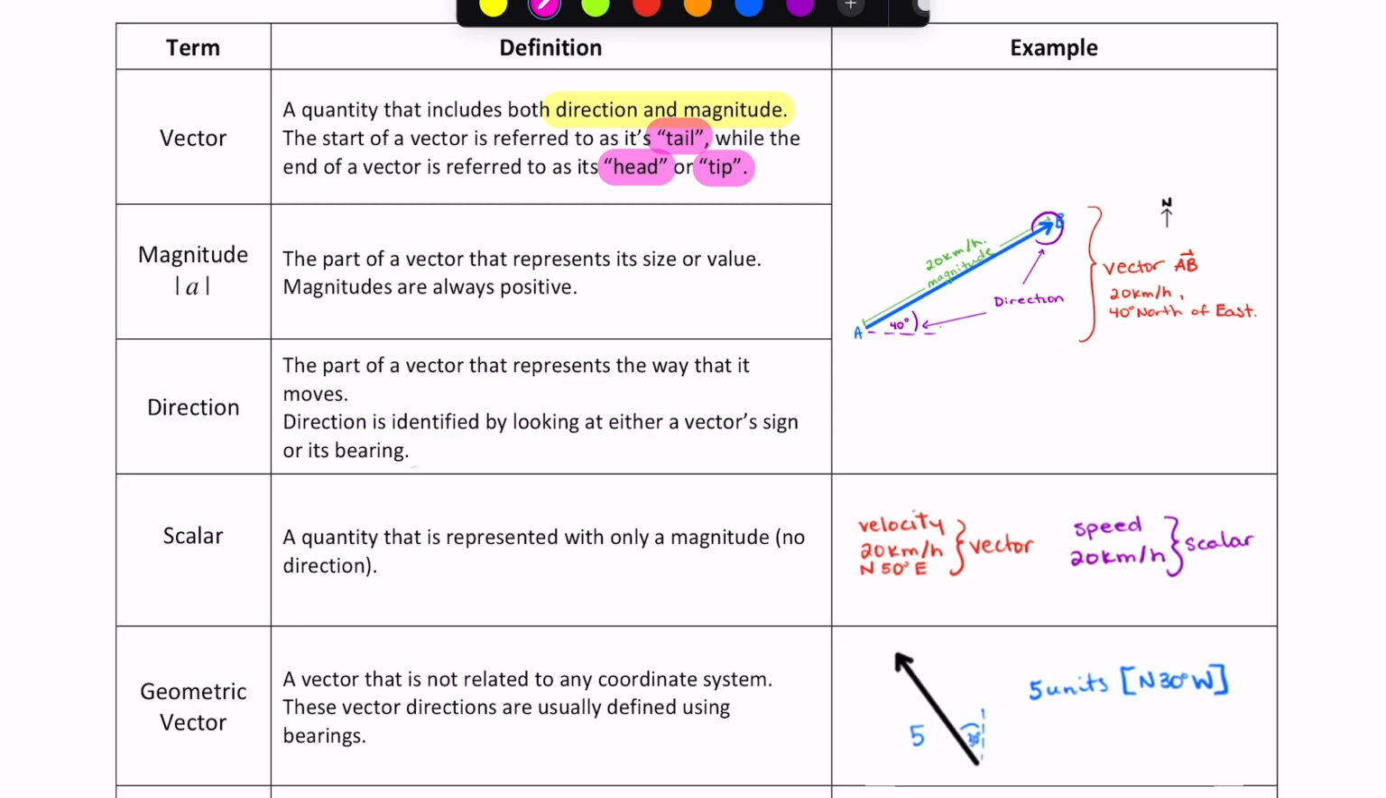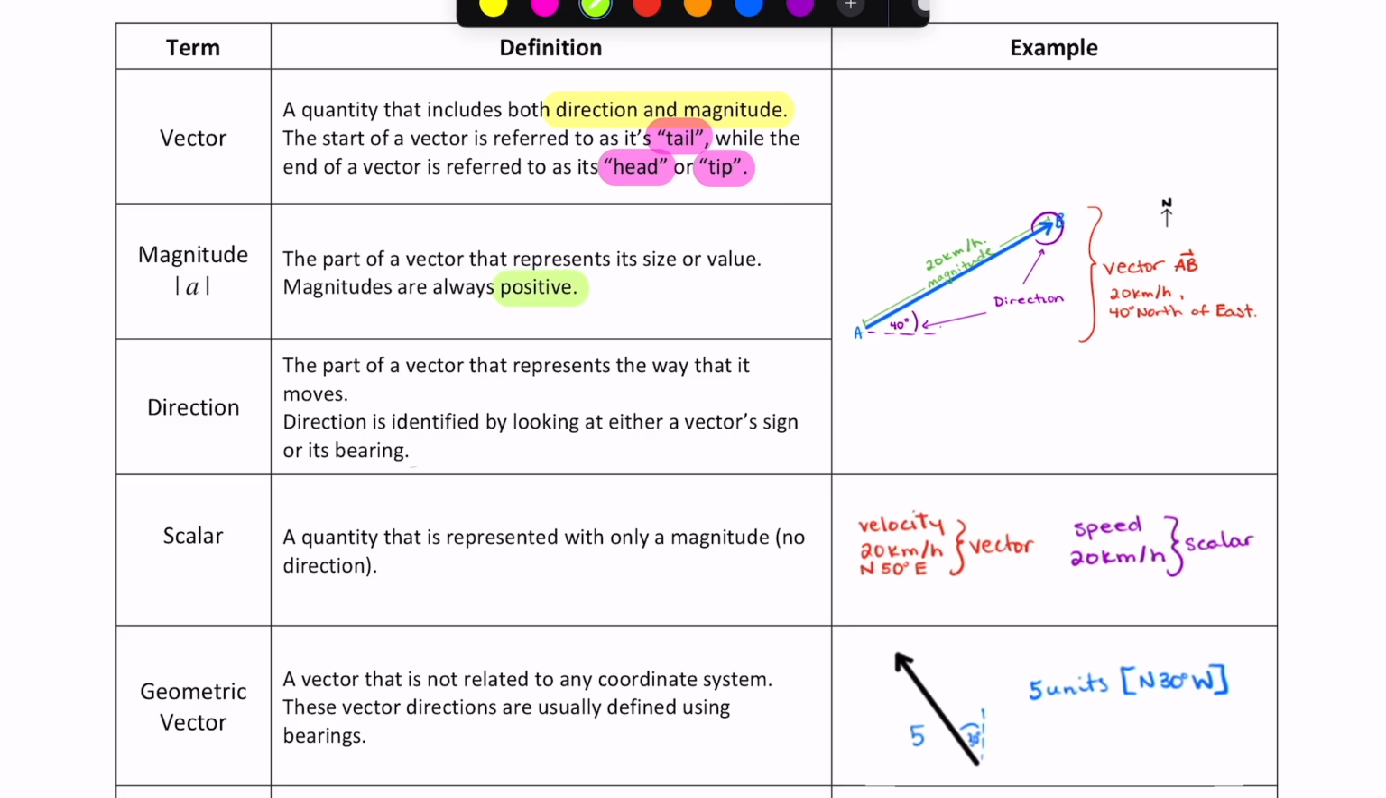When we think about magnitude, the magnitude is the part of the vector that represents its size or value. And here, magnitudes are always positive, so no matter what, we're taking the absolute value of this size or value. Again, magnitudes here are always positive.